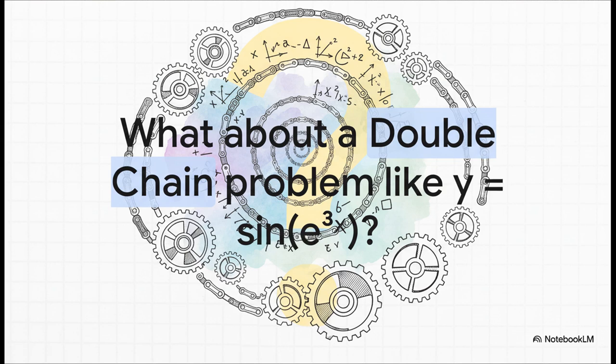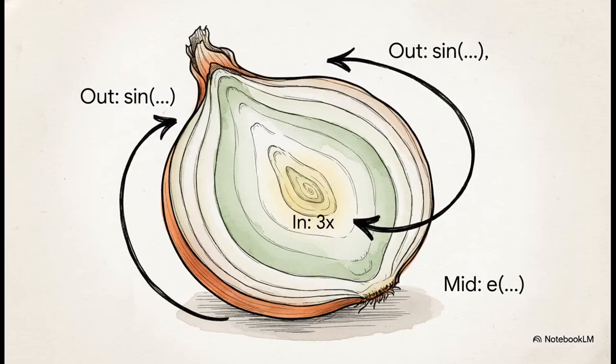Whoa, that's a function inside of another function inside of yet another function. It looks really intimidating, I know. But the logic is exactly the same as before. You just keep peeling the onion. The outermost layer is the sine function. The next layer in, the middle layer, is that exponential function, e to the something. And the absolute innermost layer is the 3x. We just work our way from the outside in, one layer at a time.